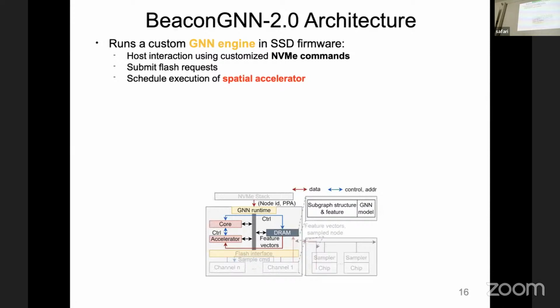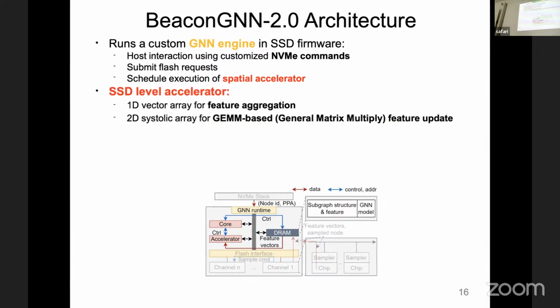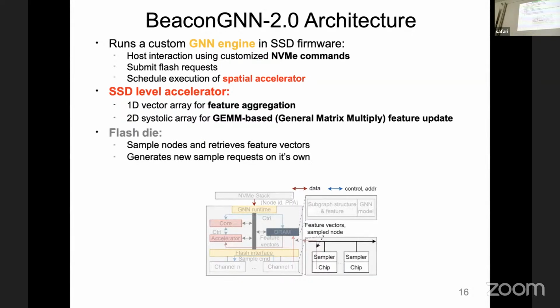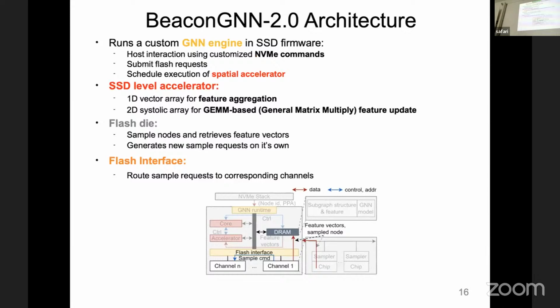So the overall architecture looks like this. We have a runtime, which basically takes customized NVMe commands, which can be used via IOCTL. It then submits the flash requests, and it also schedules the execution of the special accelerator, which we get from GLIS. The accelerator itself has a 1D array for feature aggregation and a 2D systolic array for general matrix multiplications. The flash die, as I said, is just there to sample the new vectors and generate new sample commands. And the flash interface, where the command level router lies, basically just puts the request to the corresponding correct channels and dies.